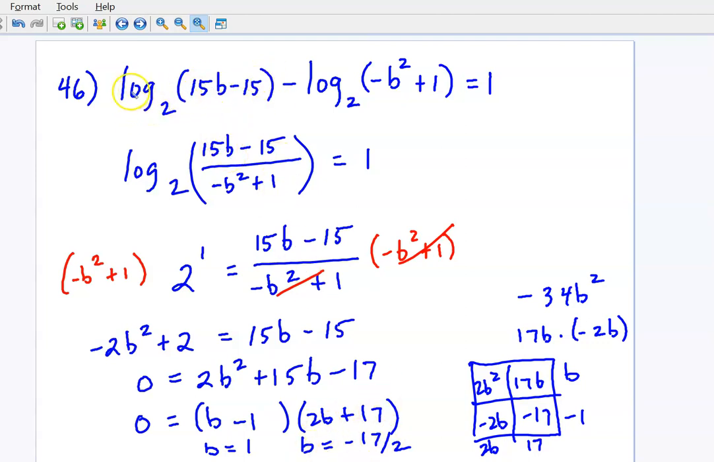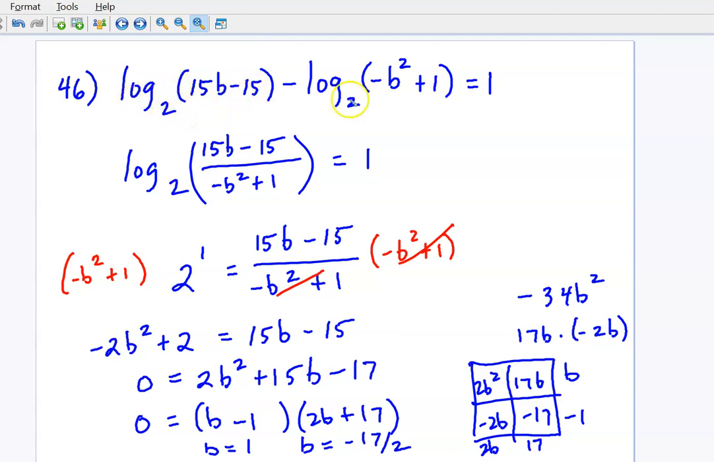Keep in mind that you cannot evaluate the log of anything negative. Okay, you also can't evaluate log 0. There is no way to raise a number to a power and get 0. Well, if we let b be 1, that's what's going to happen. 15 times 1 is 15, minus 15 is 0.